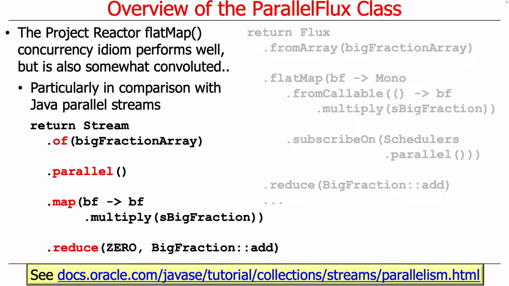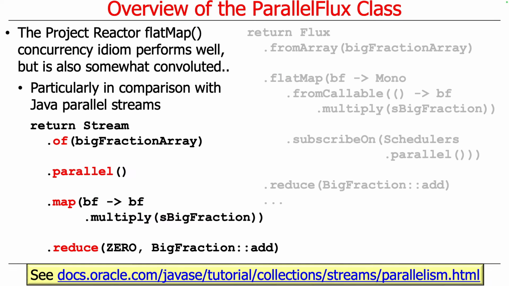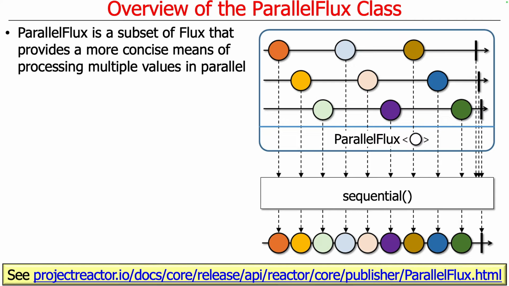In contrast, look at how simple things are for parallel streams. If you want to do the same function you see here with the flatMap concurrency idiom with parallel streams, much less ceremony is involved. You just take the big fraction array, you make it a stream, you make it a parallel stream, you call map, you call reduce, you're done. Very simple, very straightforward, very streamlined.